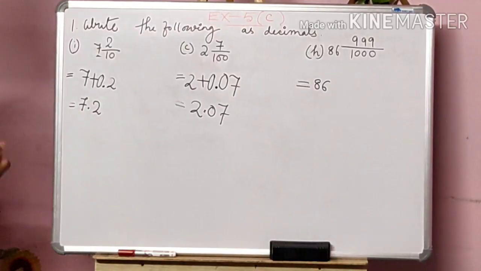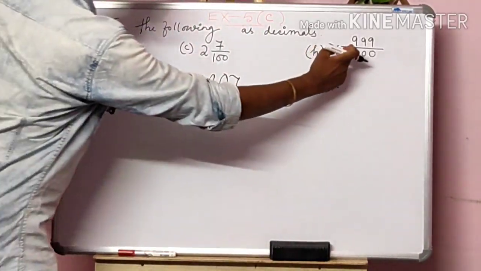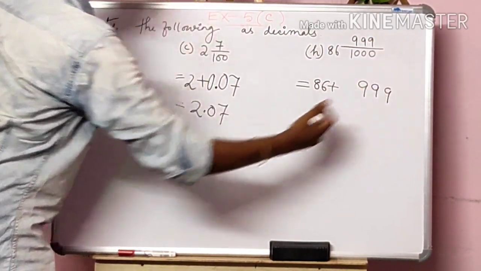Okay. After that, what do we have to give? We have to give one addition sign, one plus sign here. You see 999, it was there. So I have written 999 directly. Now what do I have to do?